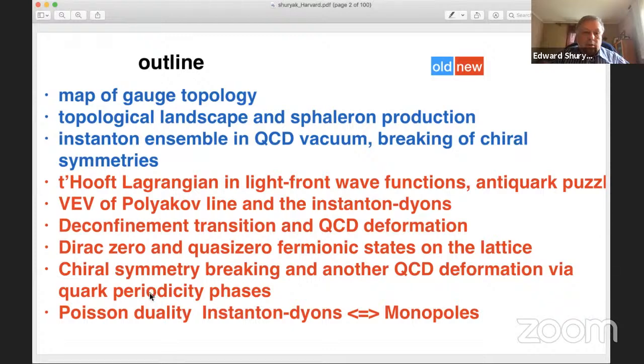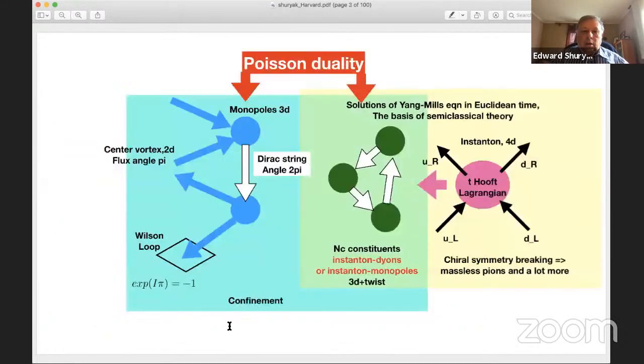Now, the last thing which I will tell you is the so-called Poisson duality. So it turned out that you can develop two completely different-looking descriptions which lead to the same partition function at the end. So this is my map once again. So this blue part is related to confinement.